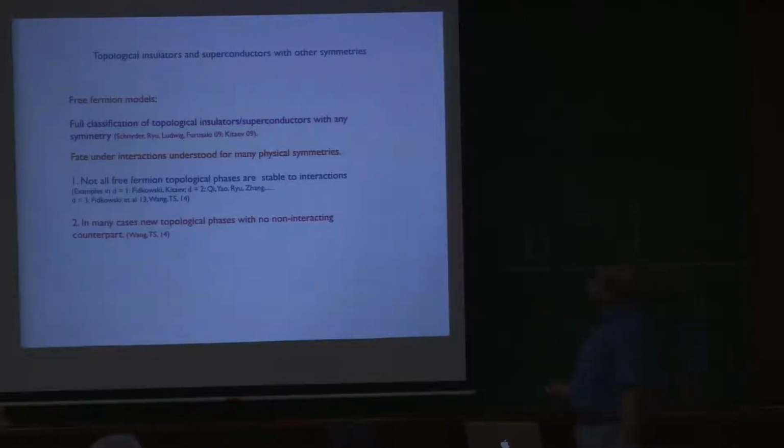And there, within free fermion models, there's a full classification of topological insulators and superconductors with any symmetry, due to these people from many years back. Now, what's the fate under interactions? The analogous question, but for all these other symmetries. For many physical symmetries, we now understand what happens with interactions. In many cases, we know that some free fermion topological phases are not stable to interactions, and in some cases, we know that there are new topological phases with no non-interacting counterpart.